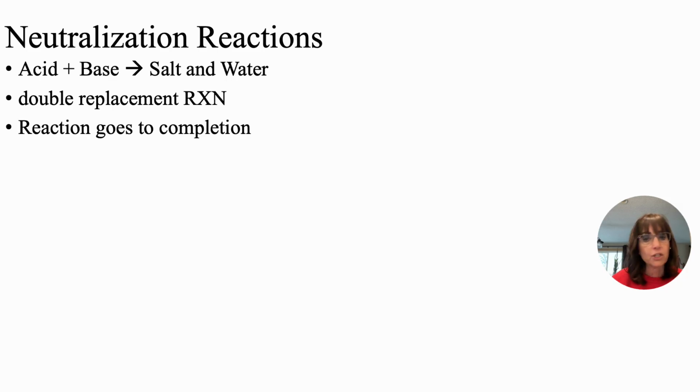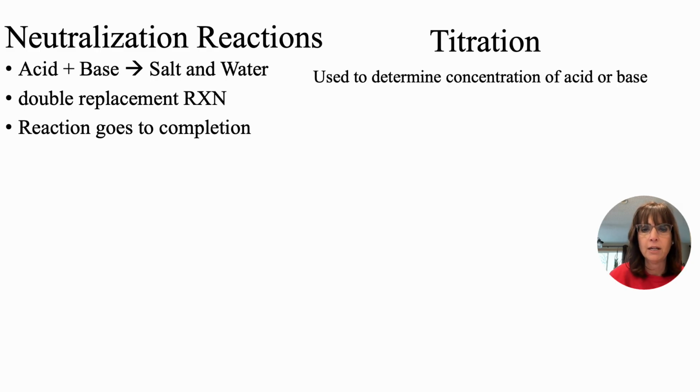Acid-base reactions go to completion. They are not reversible. We're going to do a titration. It's probably one of the funnest labs you'll do. It could be kind of frustrating, but the point of a titration is that we're going to try to figure out the concentration of an unknown acid or base. And by the way, you can do titrations in all sorts of chemicals. They don't have to be acids and bases.